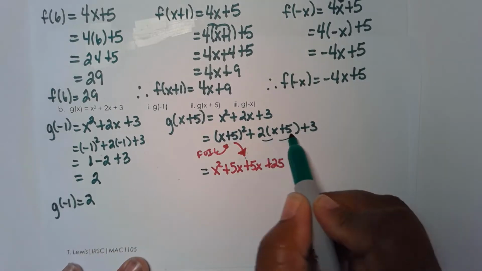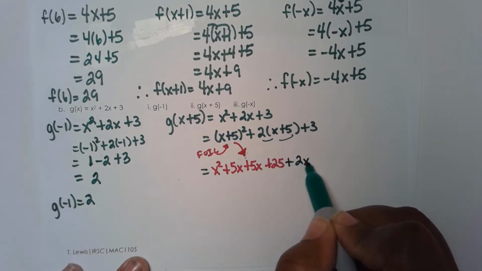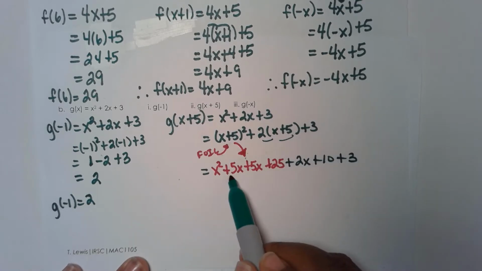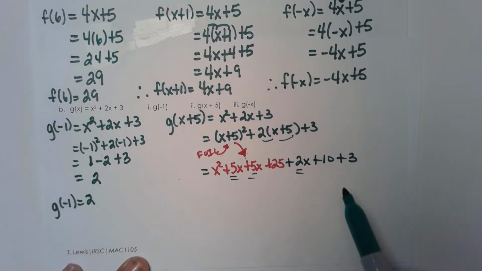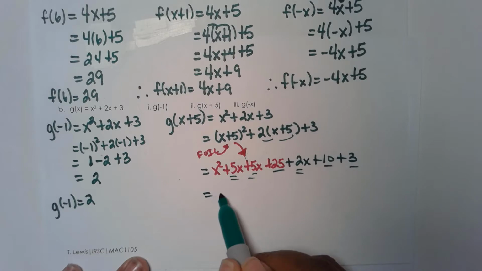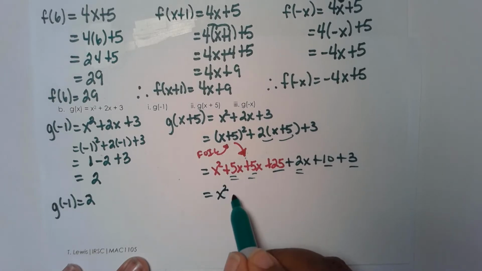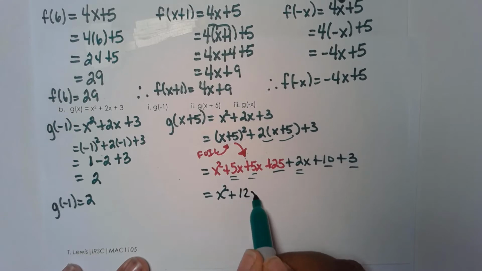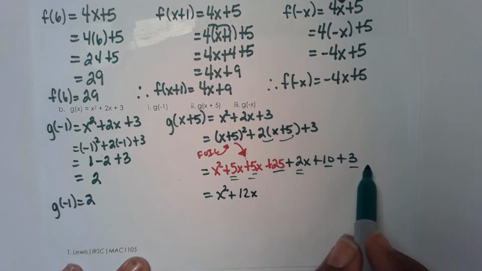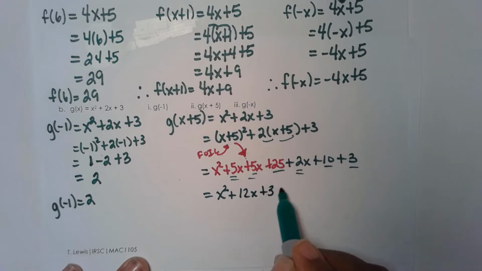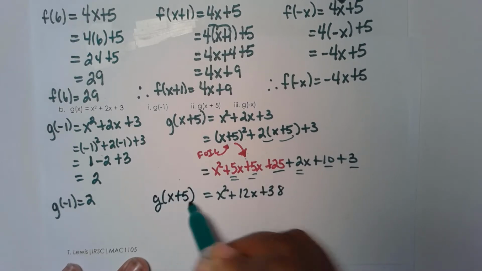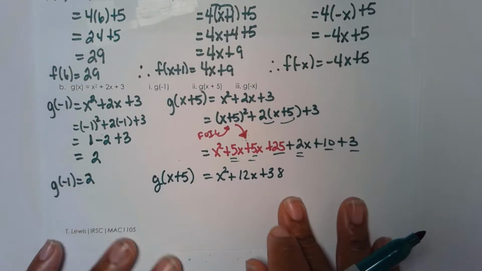Then we're going to distribute the 2. We have 2x plus 10 and then bring down the 3. And then we're going to combine like terms. And we have x squared plus 5x, 5x, and 2x, that's 12x. 25 plus 10 plus 3, that's 38. Therefore, g of x plus 5 is x squared plus 12x plus 38.